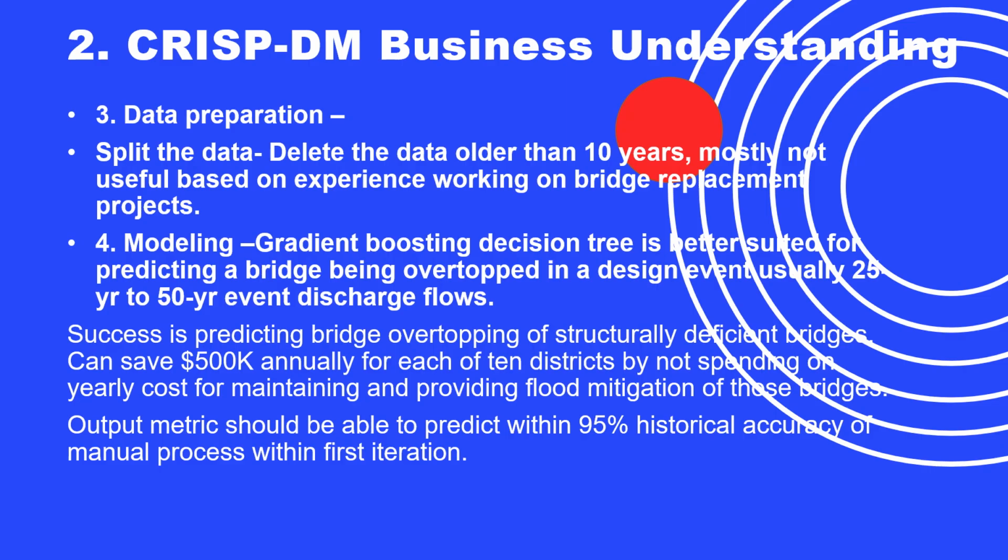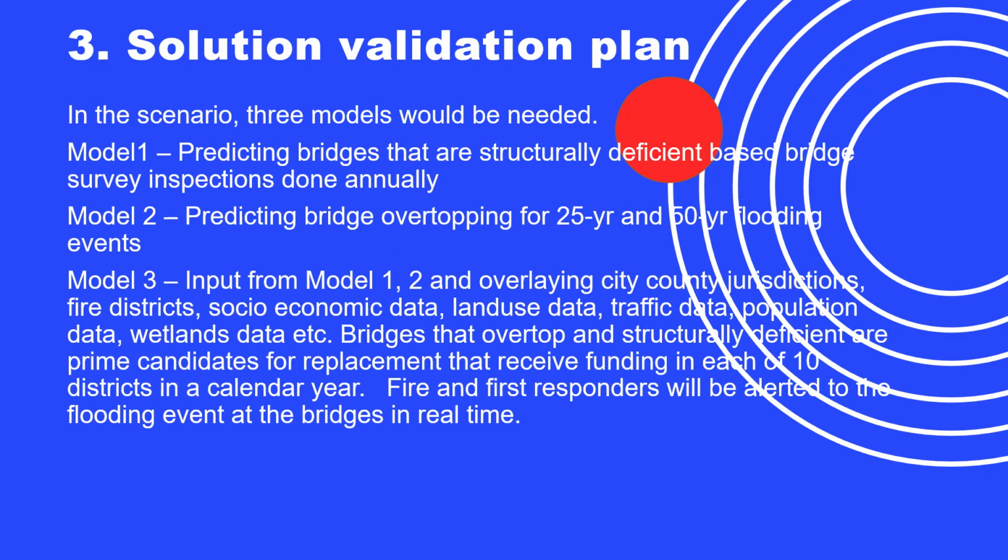Success is predicting overtopping of structurally deficient bridges, which can save $500,000 for each of 10 districts by not spending currently on maintaining and providing flood mitigation for those bridges. Output metric should be within 95% historical accuracy within the first iteration.